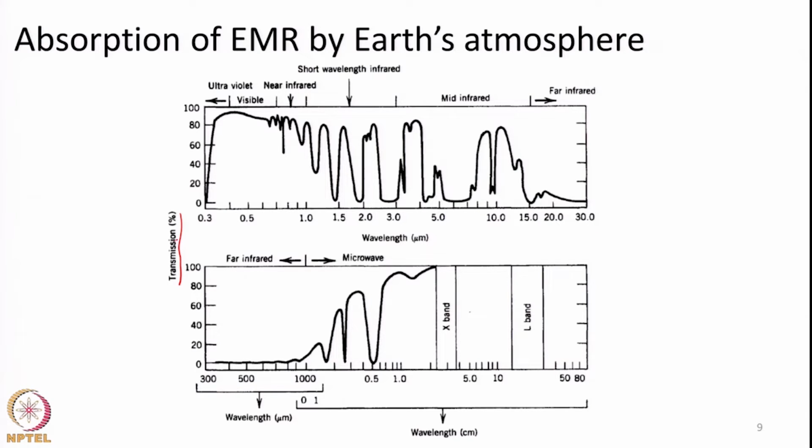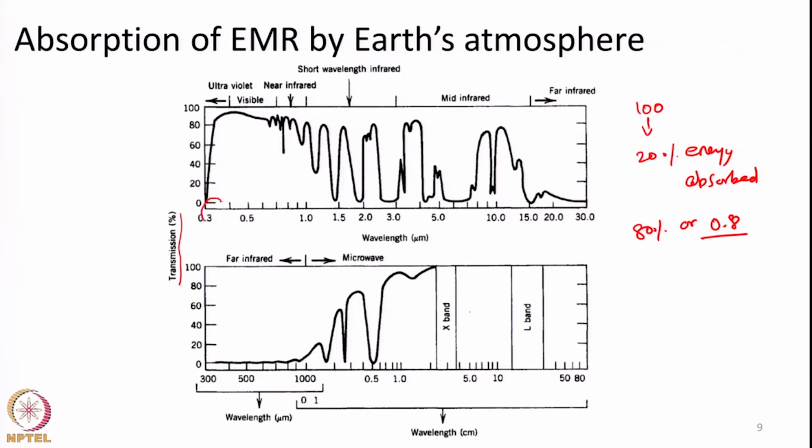Transmission is, say, if 100 units of energy are coming in, let us assume 20% of energy is absorbed. So, we call transmittance 80% or 0.8 as a fraction. The amount of energy that is left after absorption, we call transmission. Transmission is given here in percentage. We can see from this figure that the transmission of the atmosphere varies a lot with wavelength.